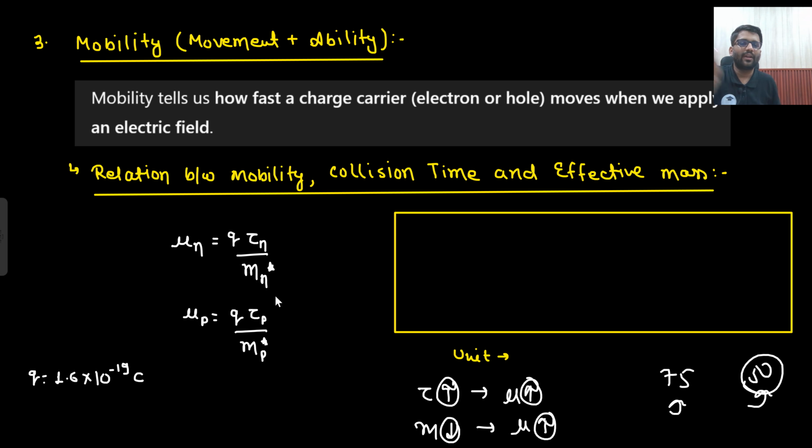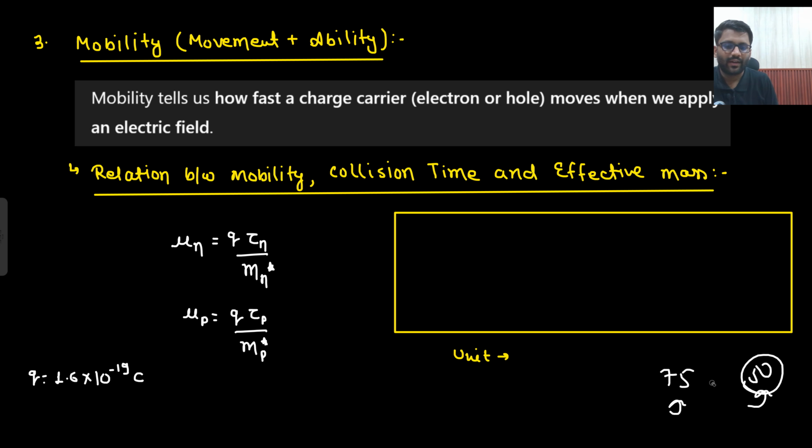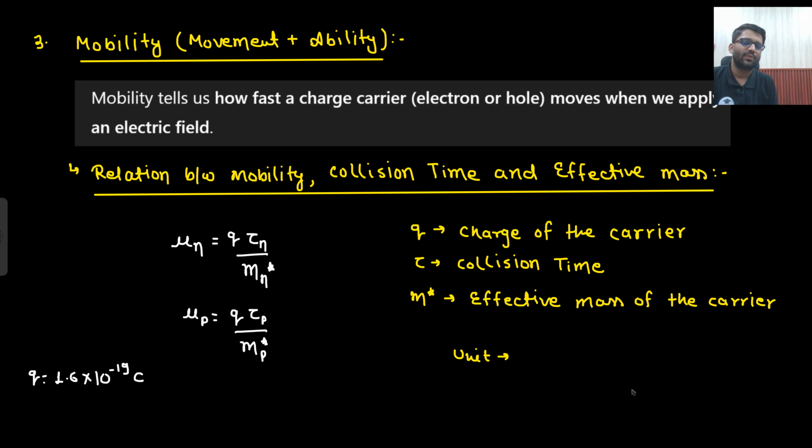So you will remember the formula q tau by m. Sir, how this formula came, forget about it. Just remember the formula q tau by m. And I have just written what all things are. So q is the charge of the carrier, tau is the collision time, and m is the effective mass of the carrier. What is the unit? Unit is centimeter square per volt into second. Sir, do I need to mug it up?